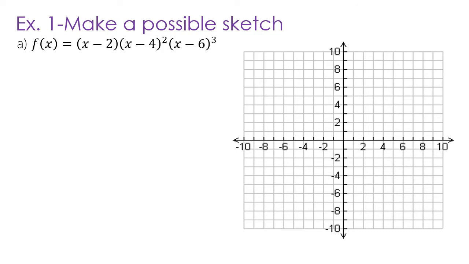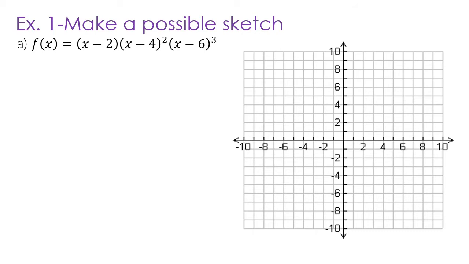So our first example, we are going to make some sketches. And it says a possible sketch because we don't know exactly. So calculus and vectors is going to be focused on you making an exact graph. For advanced functions, we're going to be sketching based on knowledge we have, but not making an exact graph.